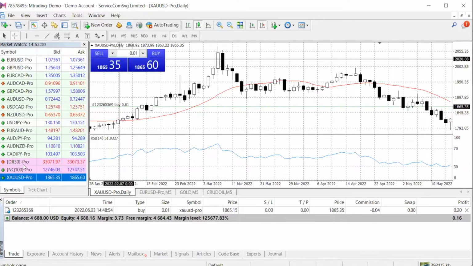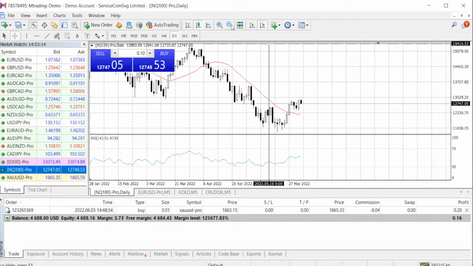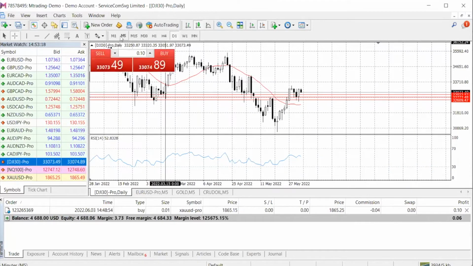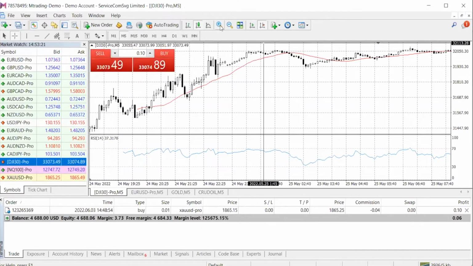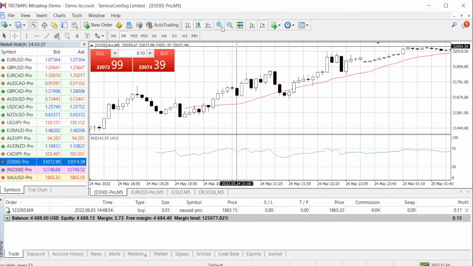Let's look at the Tech 100 as an instrument, or maybe Dow Jones as an instrument, and let's look at it on a 5 minutes time frame. If I'm looking at the 5 minutes time frame, every candle here represents the movement for a 5-minute period.